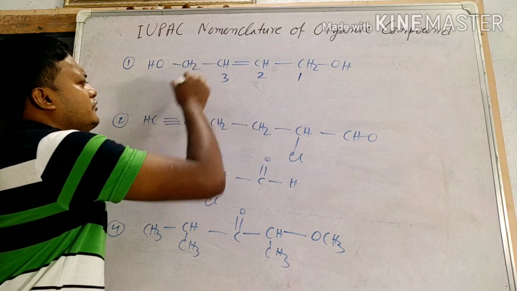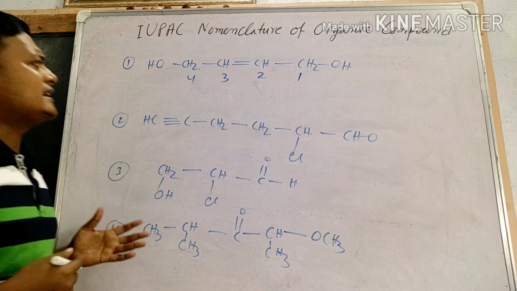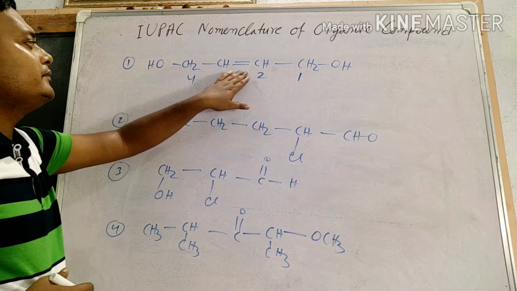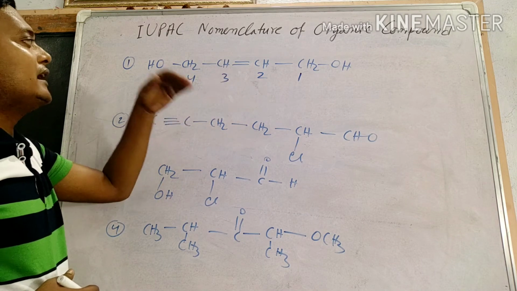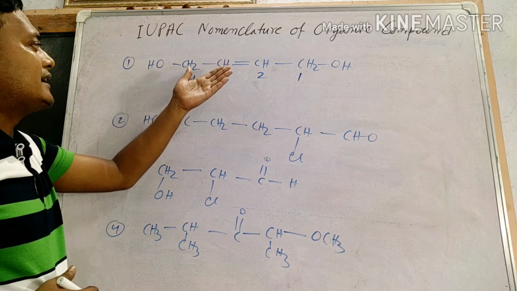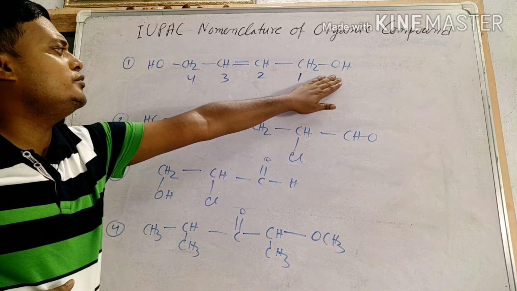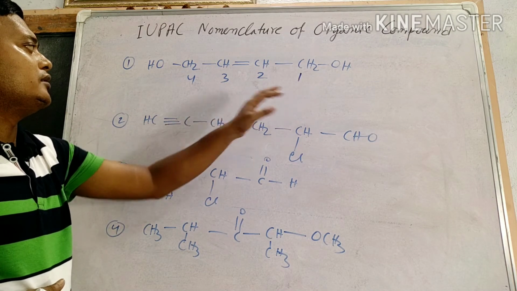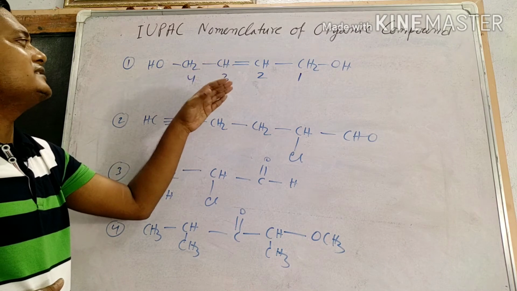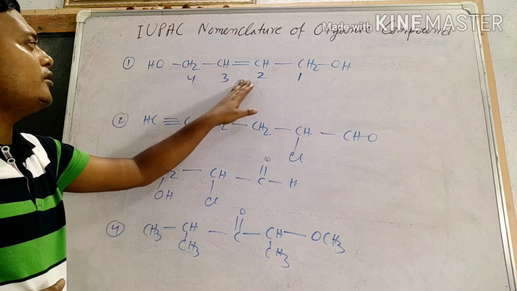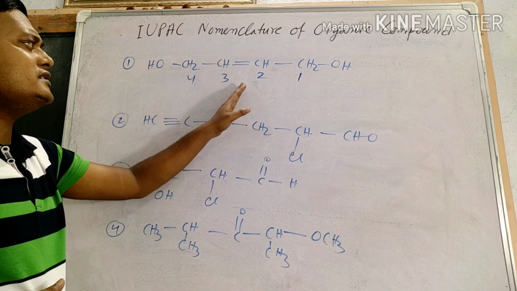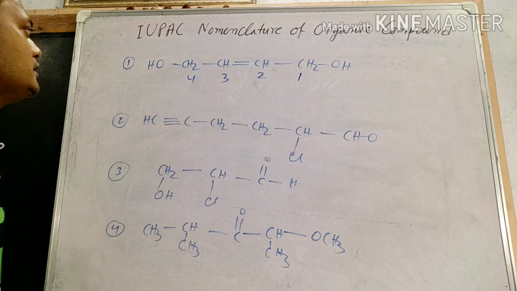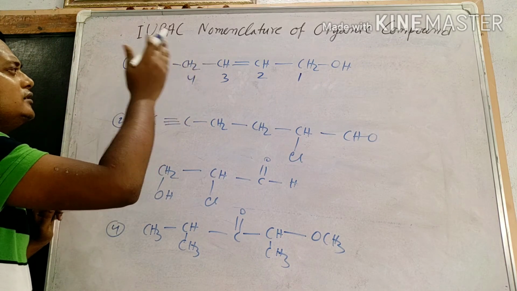1, 2, 3, 4. Now in this case there is no branching, and the double bond always acts as the primary suffix, and the main functional group here is OH, which acts as the secondary suffix, because a multiple bond cannot act as a prefix. So here the multiple bond acts as the primary suffix, and the main functional group OH acts as the secondary suffix. So the nomenclature will start with the word root.